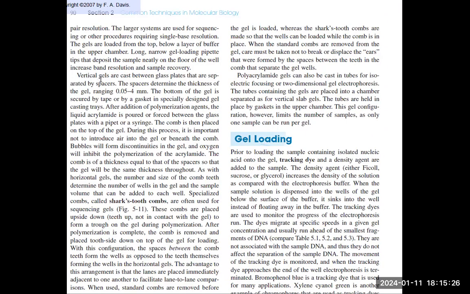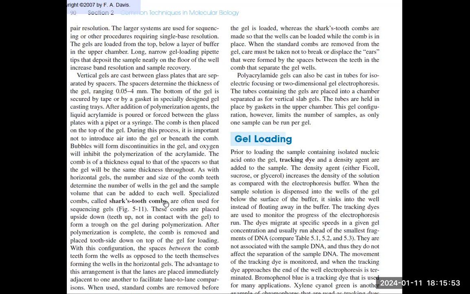So we also have vertical gels that are cast between glass plates separated by spacers. For our PAGE, we have glass plates. For our agarose, we have acrylic boxes, okay? And always remember that the spacers determine the thickness of the gel. So the thickness of the gel is 0.5 to 4 mm. So that's the case, okay, guys.